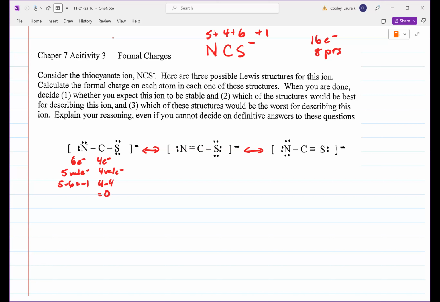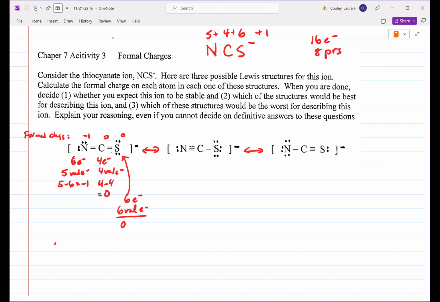Okay. What about this guy? Are we in agreement back there? We have 4 electrons from lone pairs and 1 from each of these bonds. So it's got 6 electrons. How many valence electrons for sulfur? So it's 0 as a formal charge. So this is 0, -1, and 0. So these are the formal charges.